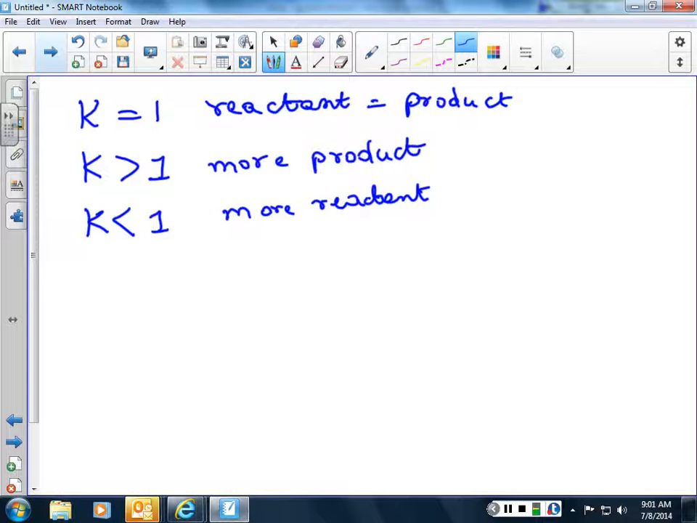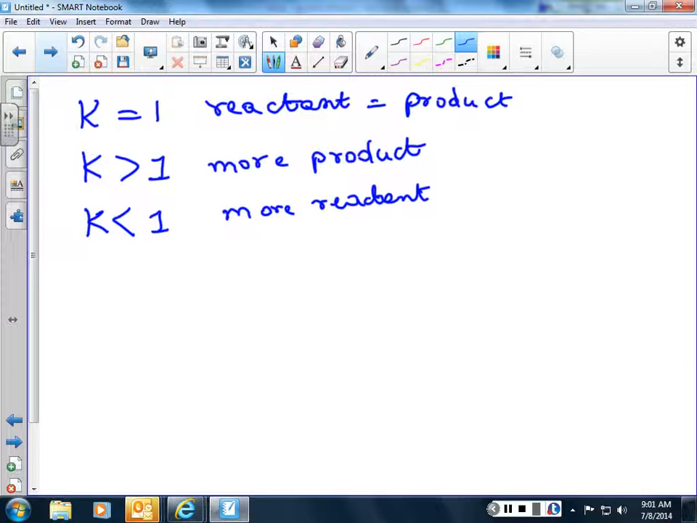If K is greater than 1, it's more product. If K is less than 1, it's more reactant. So once you do the math, you get the value of K, and from that you find out more product, more reactant, or they are the same. But in your case, you don't have to do that. You have a question: when K is equal to 1, what will you do? When K is greater than 1, when K is less than 1.